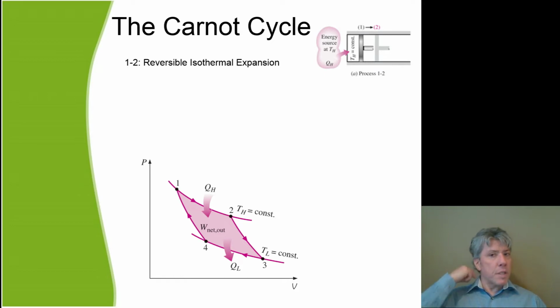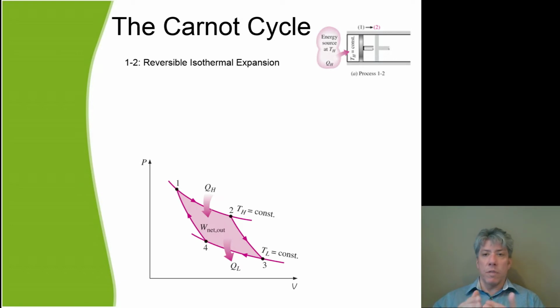So the first process operates in a piston cylinder device, and the first process is to have the gas above the piston in the cylinder at temperature TH, whatever the high temperature is. And we're going to allow the piston to move to the right and the gases to expand, doing work, but transfer in energy from a thermal energy source already at TH so that the temperature of the gas remains constant. So this is reversible isothermal expansion.